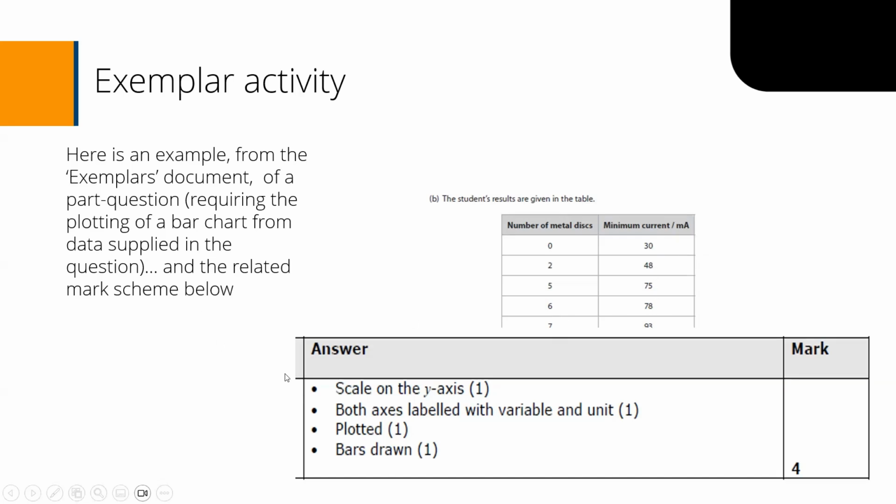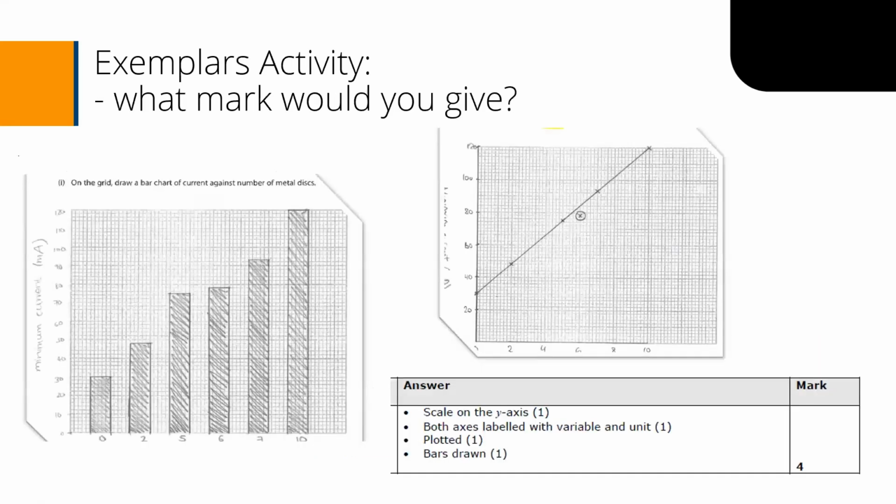And in the mark scheme, 1 mark is available for showing the scale on the y-axis, 1 mark for both axes labelled with variable and unit, 1 mark point for how it's plotted and 1 mark point for the bars drawn. That's to plot a bar chart. So total possible marks 4. I'm going to ask you to use this to award marks for 2 examples. So here we are.